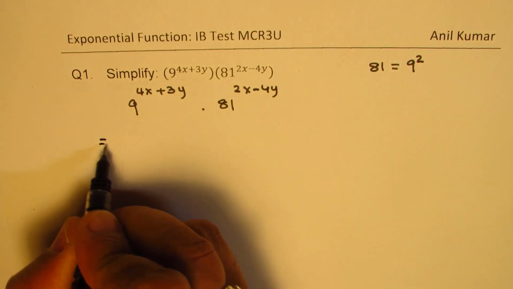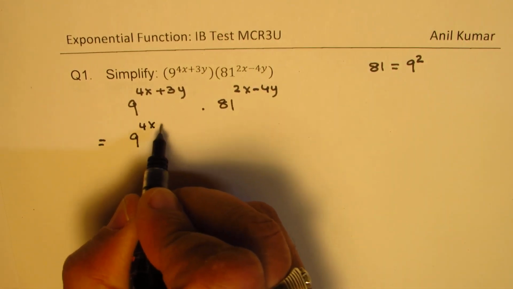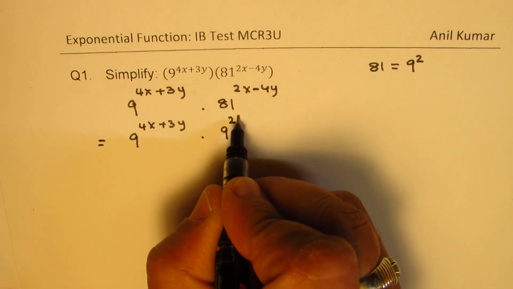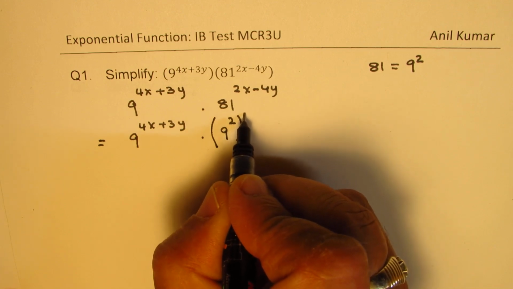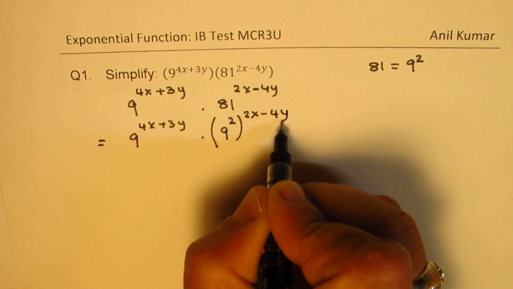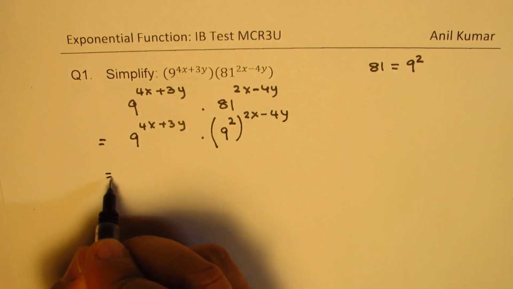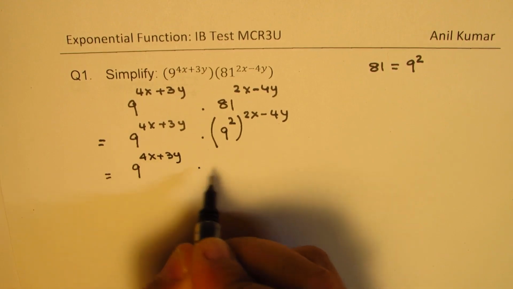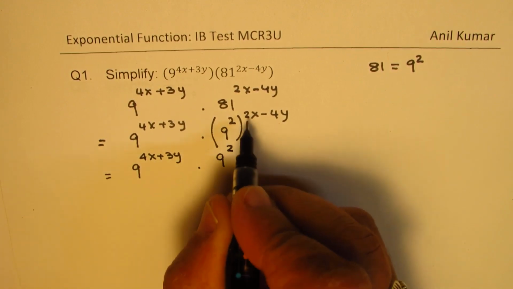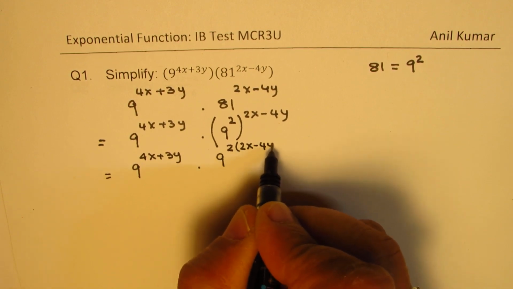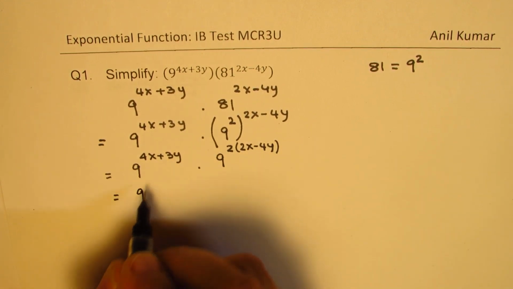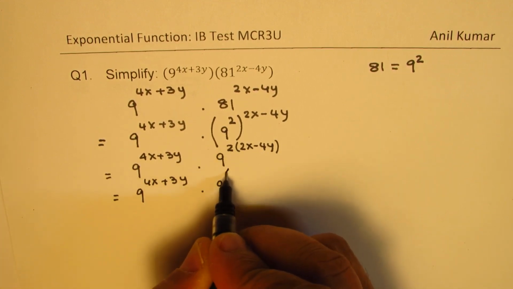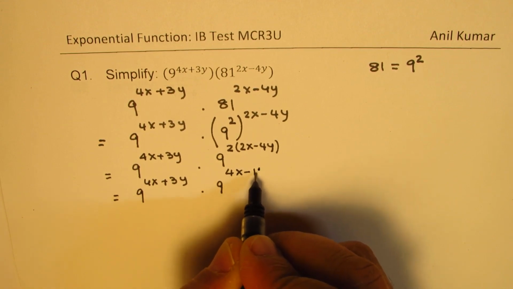So this expression is equal to 9 to the power of 4x plus 3y. 81 can be written as 9 squared, right? So 9 squared to the power of 2x minus 4y. Now we can multiply this, and what we get is 9 to the power of 4x plus 3y times 9 to the power of 2 times 2x minus 4y, correct? So that means it is 9 to the power of 4x plus 3y times 9 to the power of, when you open the bracket, you get 4x minus 8y.